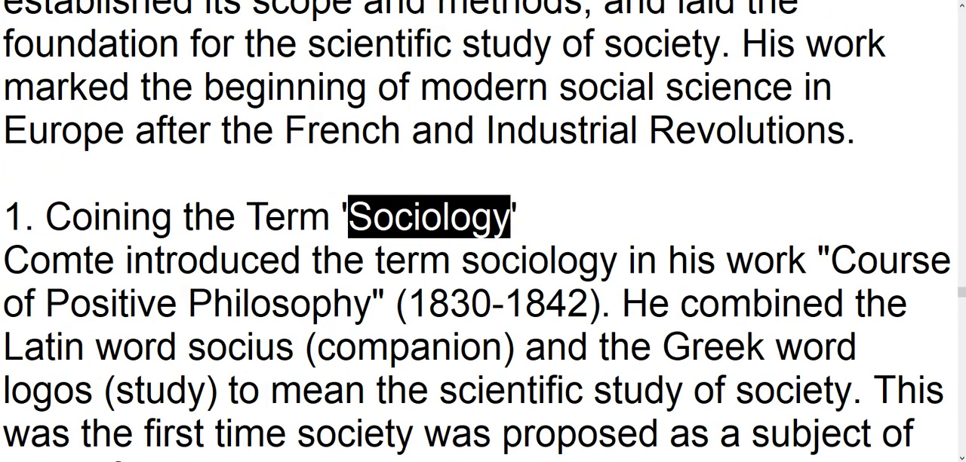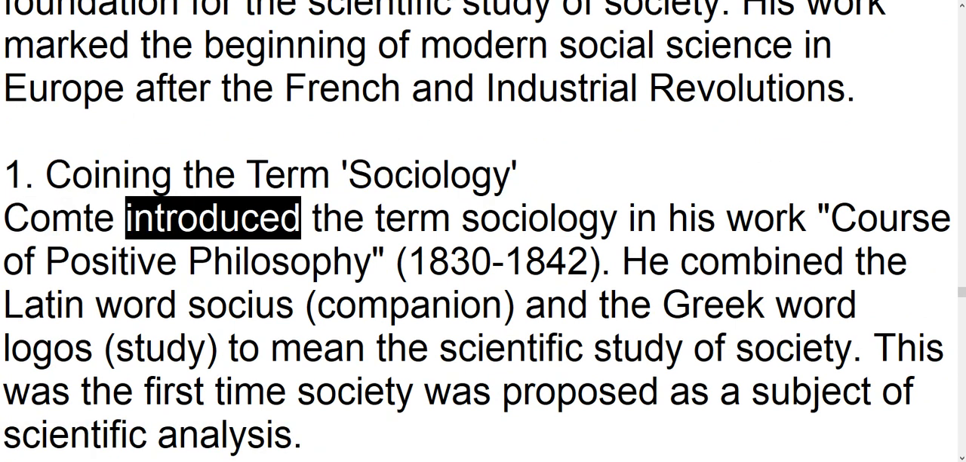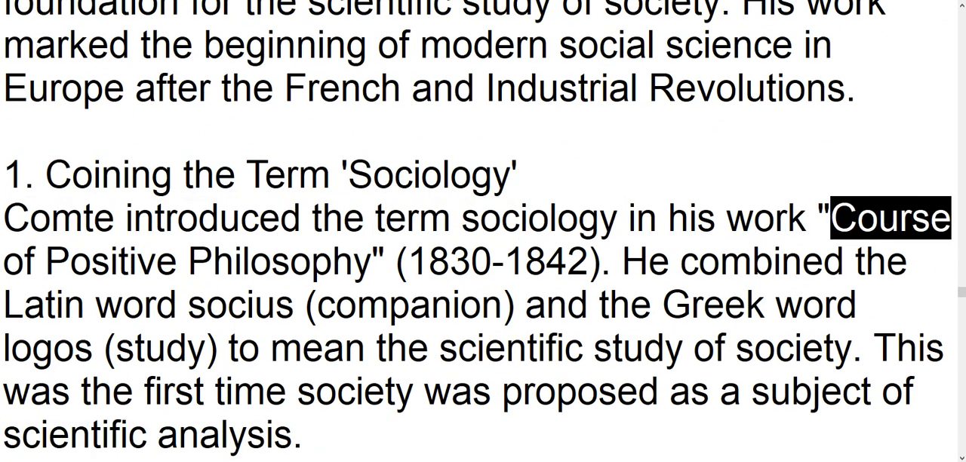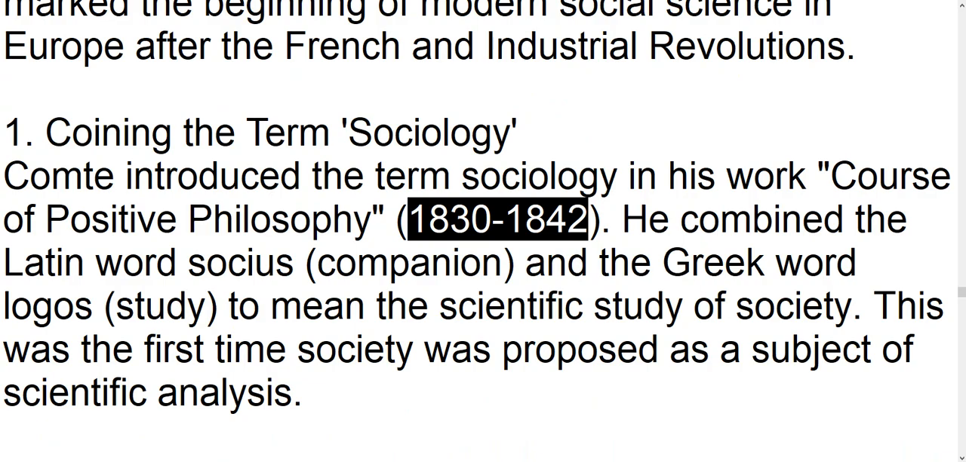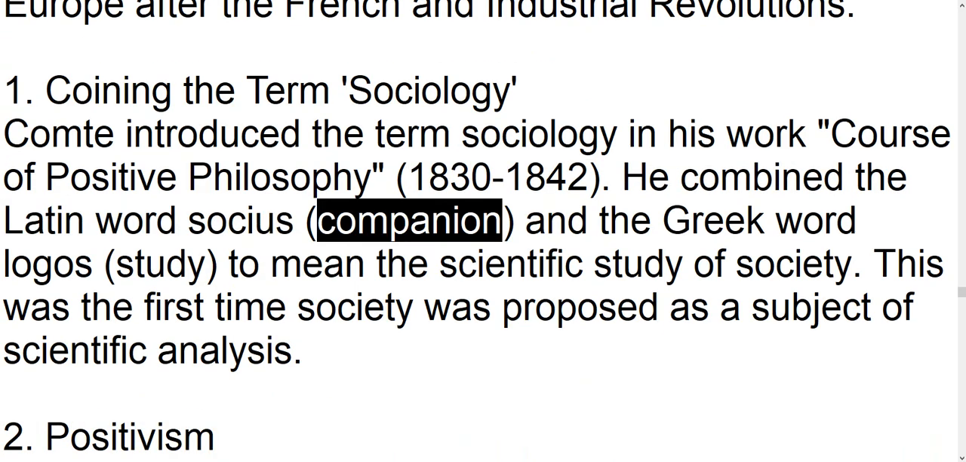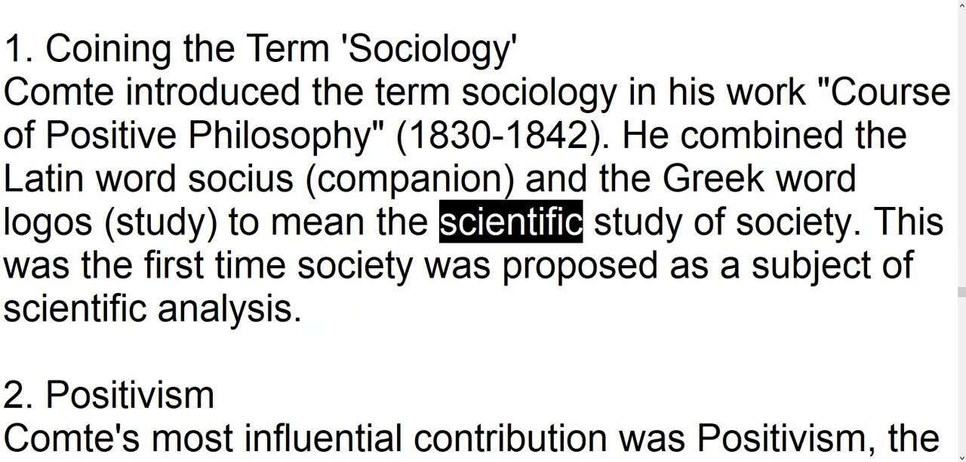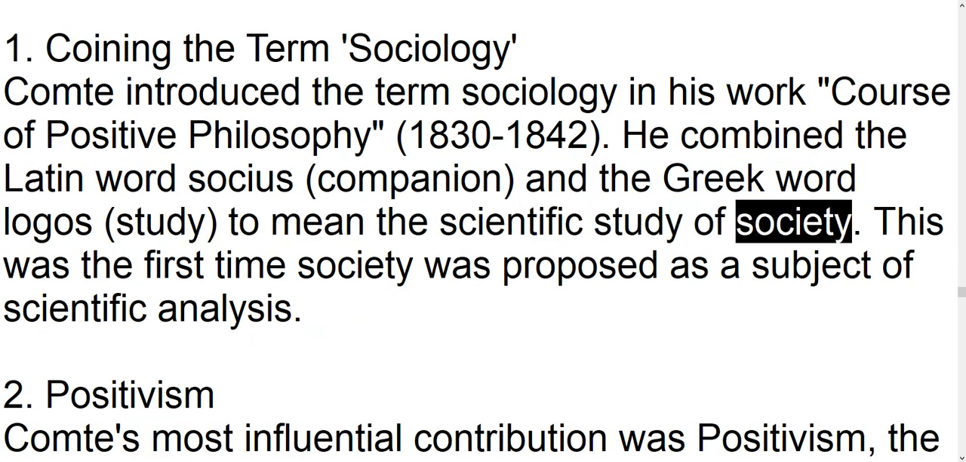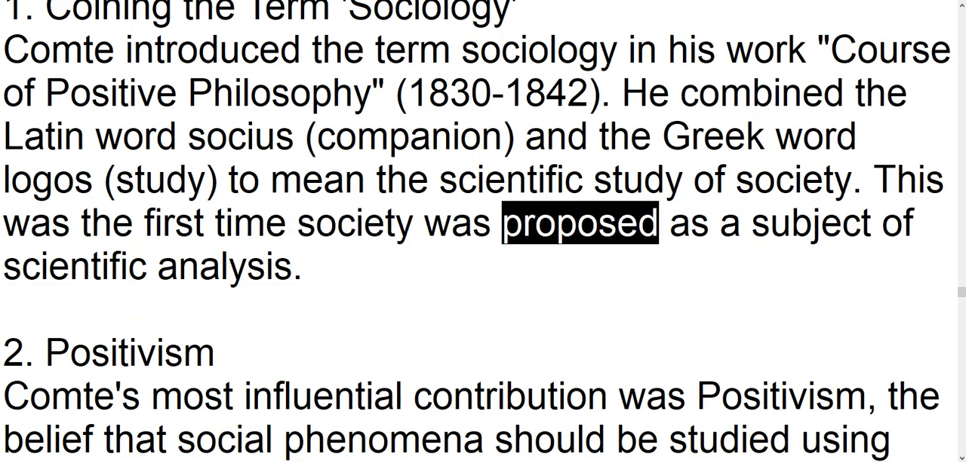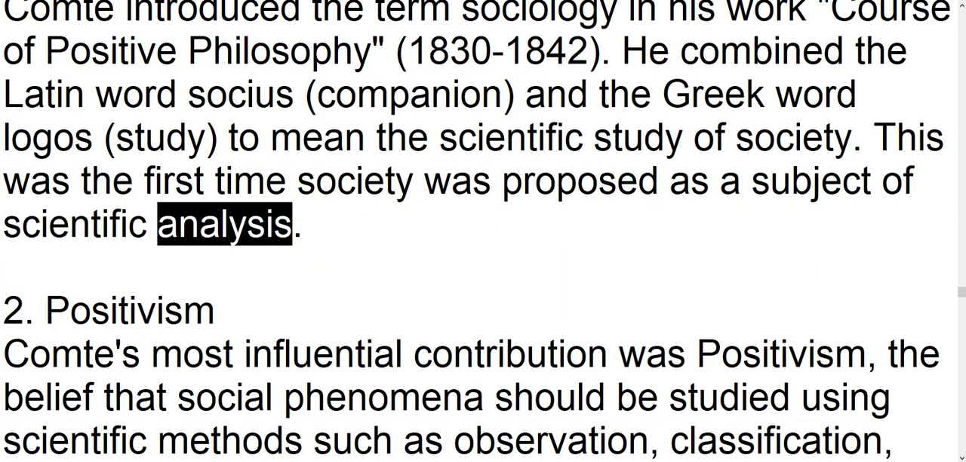1. Coining the term sociology. Comte introduced the term sociology in his work Course of Positive Philosophy, 1830–1842. He combined the Latin word socius, companion, and the Greek word logos, study, to mean the scientific study of society. This was the first time society was proposed as a subject of scientific analysis.